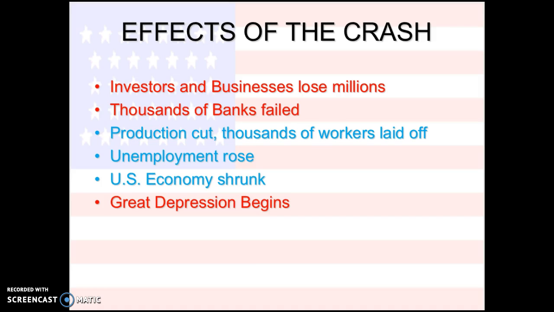So then that leads to production cuts because businesses can't pay the banks back, and so production gets cut all across businesses all over the nation, and this is happening in the world too. The whole world's in a worldwide depression. Thousands of workers get laid off, unemployment rises. Because of all of this, the U.S. economy tanks, and that is what's going to begin the Great Depression. And all of this happens during Herbert Hoover's term from 1928. It happens pretty much right after he becomes elected.